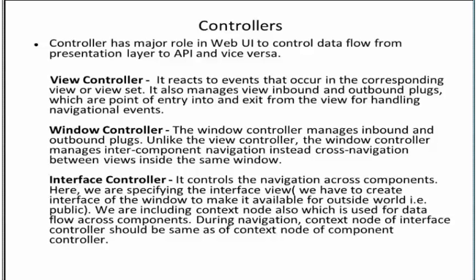So you basically expose the context nodes from the component controller, then you expose the windows by adding them as an interface view, then you expose the inbound plugs and outbound plugs of the window by adding the plugs to the interface views. These are the three things which you will expose so that this component can be reused by other components. So the interface controller is a kind of virtual controller which consists of all these.